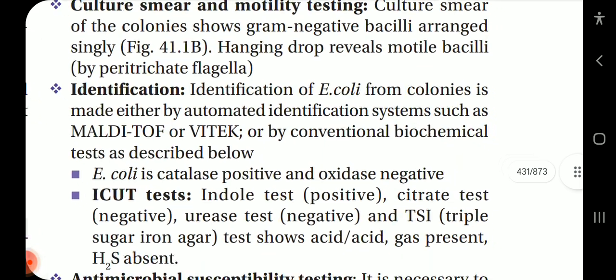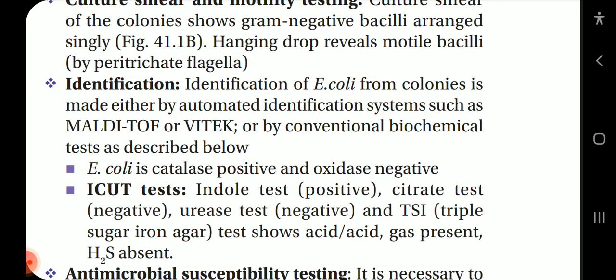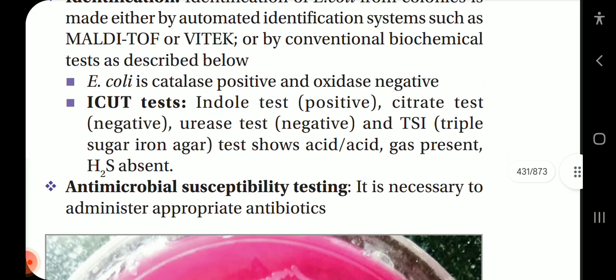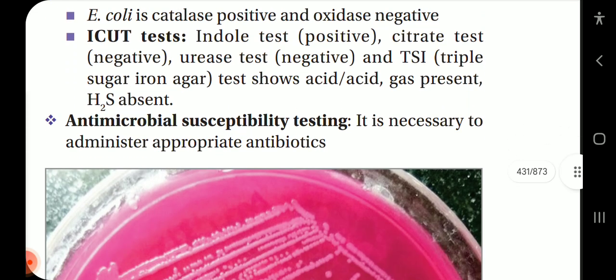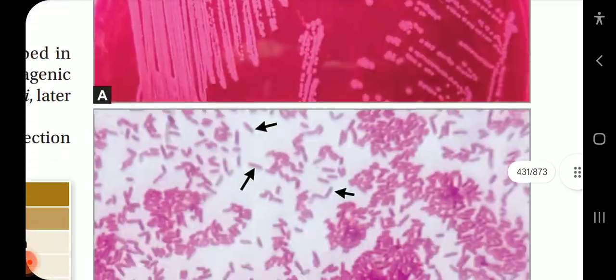Now, identification. Identification of E. coli from colonies is made either by automated identification systems such as Vitek or by conventional biochemical tests as described below. E. coli is catalase positive and oxidase negative. IMViC test: indole test positive, citrate test negative, urease test negative, and TSI, triple sugar iron agar test, shows acid upon acid, gas present, H2S absent.